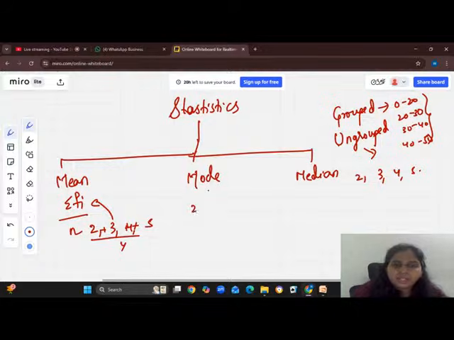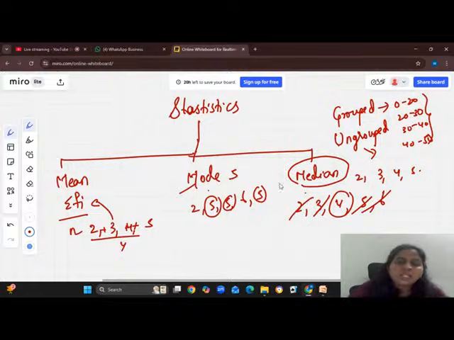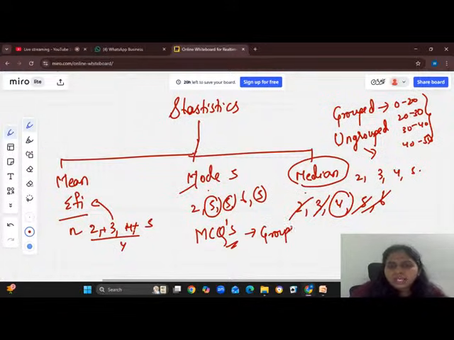Coming to the mode, if I take 2, 5, 5, 6, 5, the most frequently occurring number is 5. This is the mode. Coming to the median, it is the middle term. If I take 2, 3, 4, 5, 6, cancel the first and the last, and what is the middle one? That is called the median. So this is all about ungrouped data. This type of question might be asked in your MCQs. The grouped data questions and ungrouped data questions, definitely you are going to get for 4 marks or 3 marks.